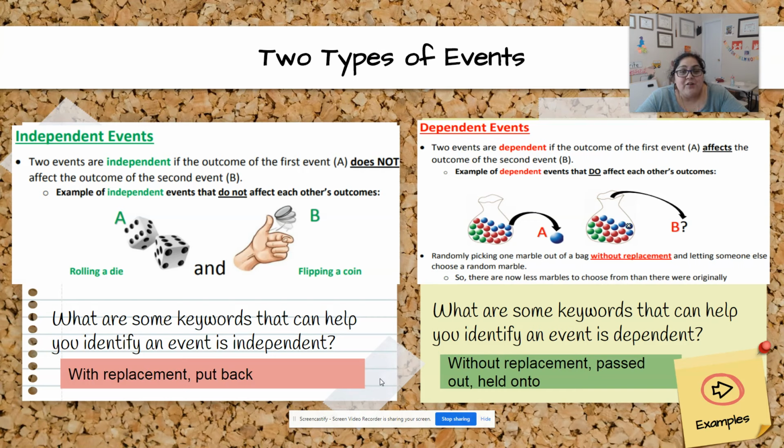Now, dependent events. Two events are dependent if the outcome of the first affects the outcome of the second. So, like without replacement, if I take a marble out and I leave it out, then I'm changing the total number of outcomes that I have, the total number of marbles that I have in the bag. So, what are some key words? It would be without replacement, you passed it out, you held on to it. Okay, anything that gives you an idea that, hey, they're changing the total amount of outcomes.